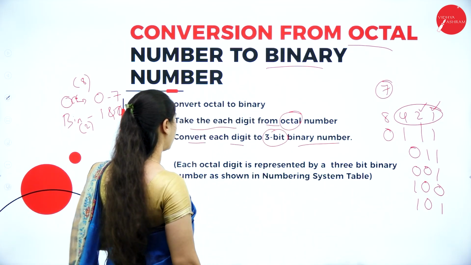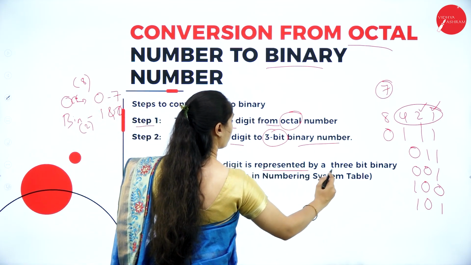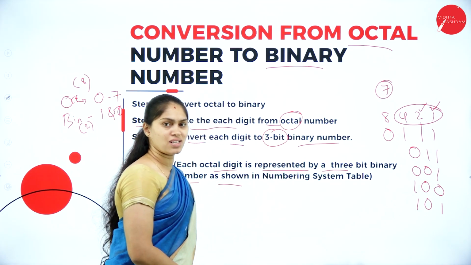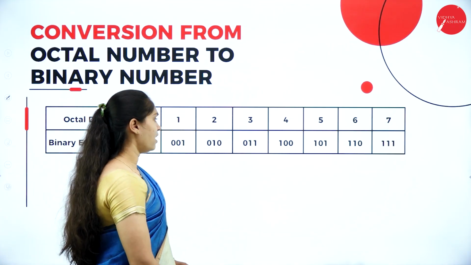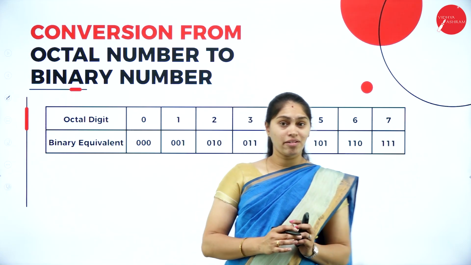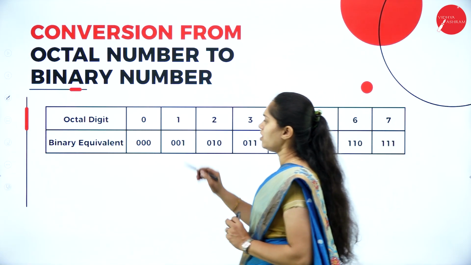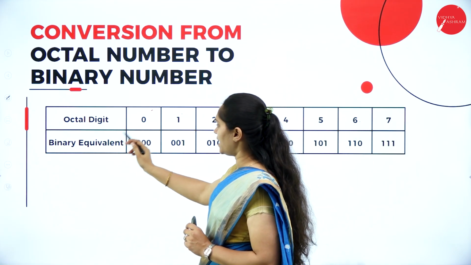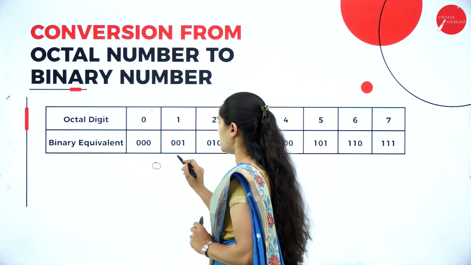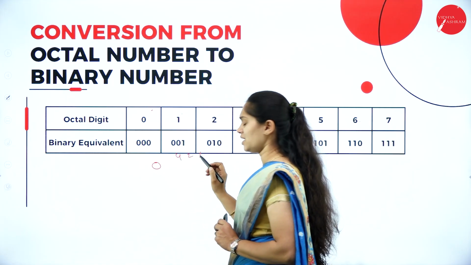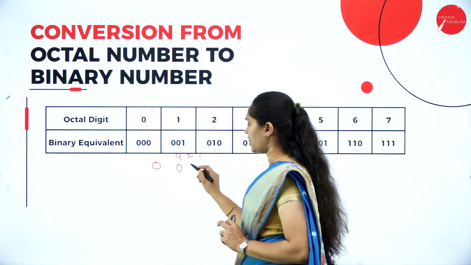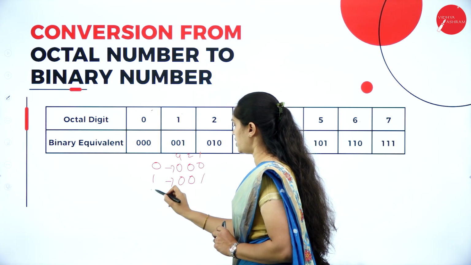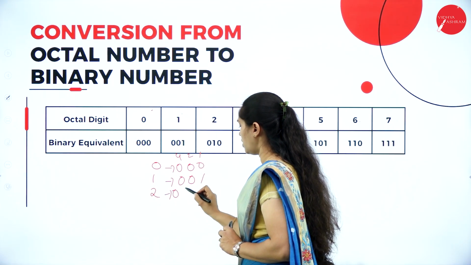After writing that, each digit will be represented by a 3-bit binary number, as we did in the number system table. Here you can see the table. Here we had written the equivalent values for octal. So I have octal digits 0, 1, 2, 3, 4, 5, 6. What is the equivalent value of 0? In the 4 2 1 format, by adding which number can I get 0? No need to add any number, so it will be 0 0 0. For 1, 0 0 1. For 2, it will be 0 1 0.